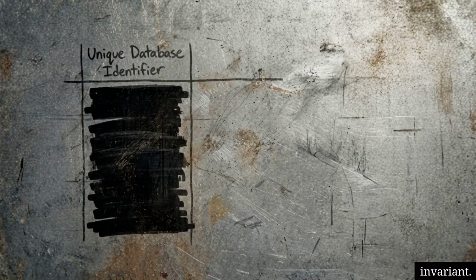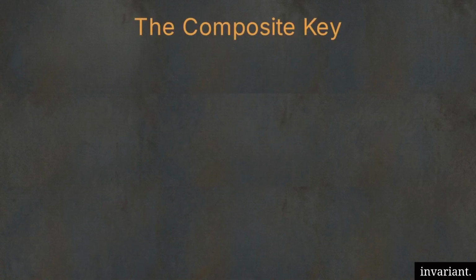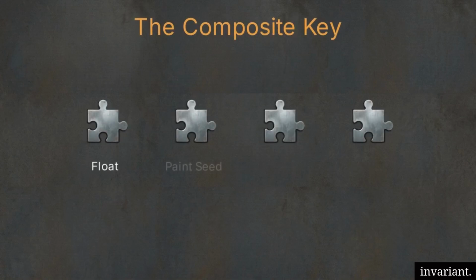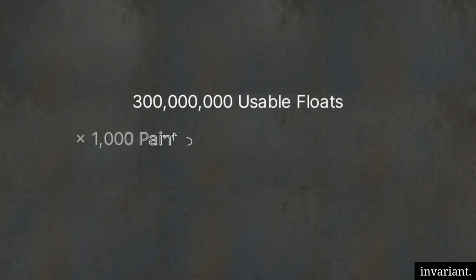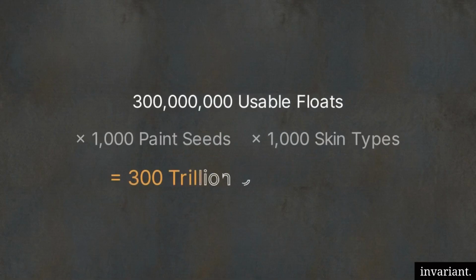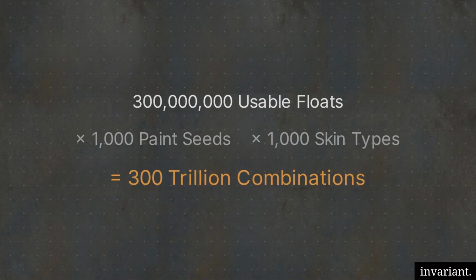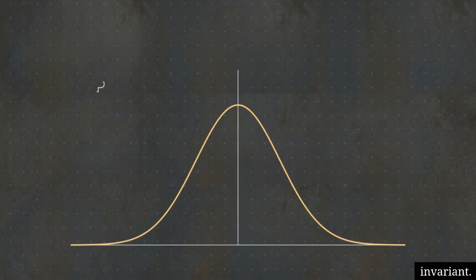In 2017, Valve updated their API and permanently obfuscated the original Asset ID endpoint. Third-party trackers lost their direct line of sight on individual items. To bypass this, the community engineered a composite key. By concatenating an item's high-entropy, immutable properties, the float, paint seed, definition index, and paint index, they built a new identifier. Multiplying the 300 million usable floats by the 1,000 paint seeds and 1,000 skin types yields roughly 300 trillion possible combinations.